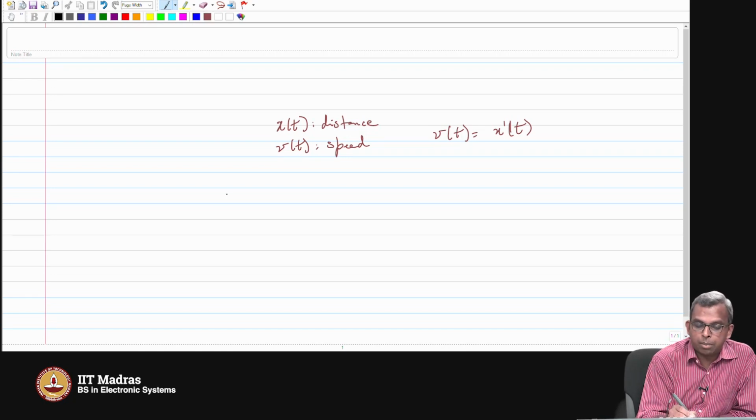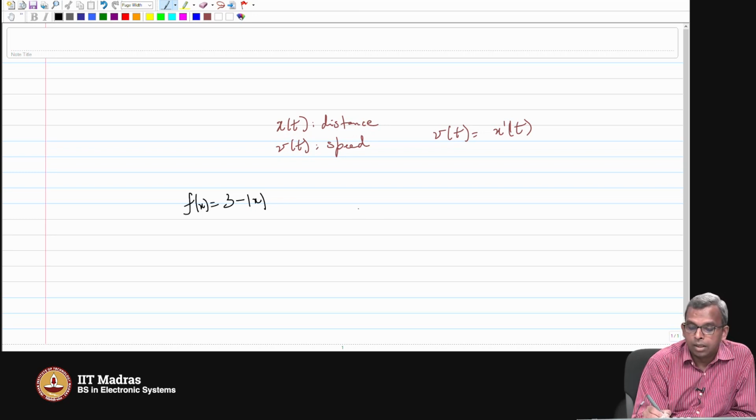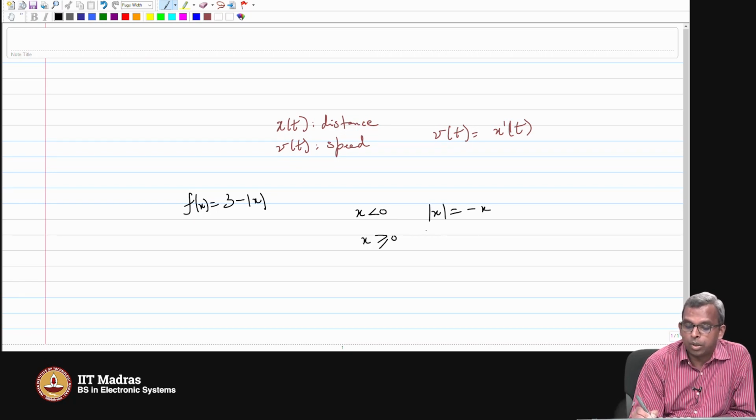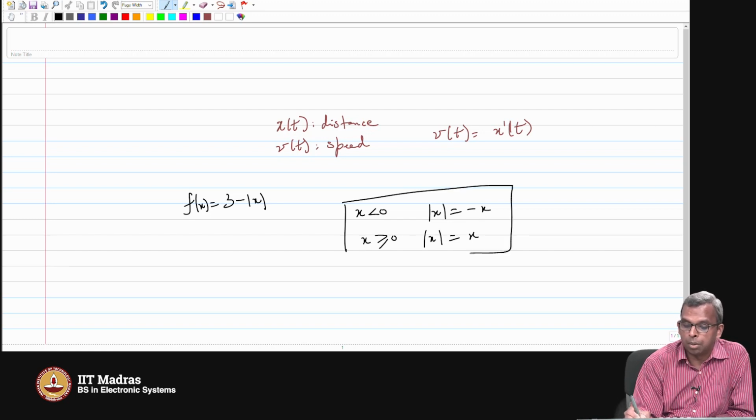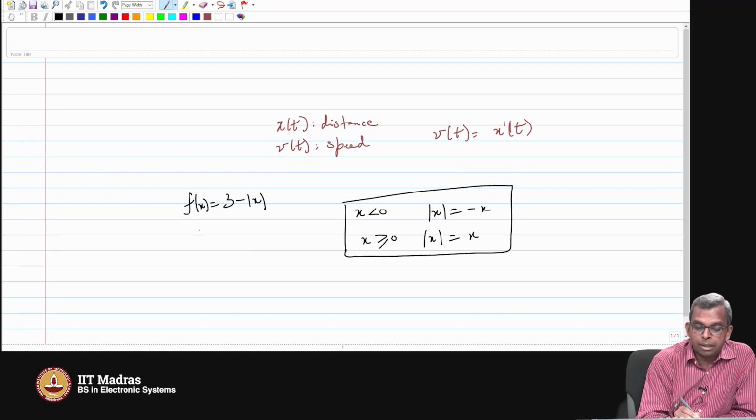If you have to plot 3 minus mod x, let's just call this f of x. If x is less than 0, the important thing to note is mod x will become minus x. If x is, let's say, greater than or equal to 0, mod x will be x. This is a useful thing to remember. Now I'm interested in minus 3 less than or equal to x less than or equal to 3.